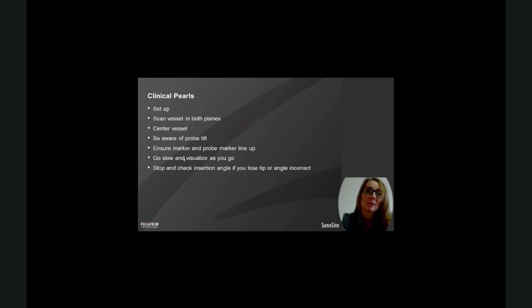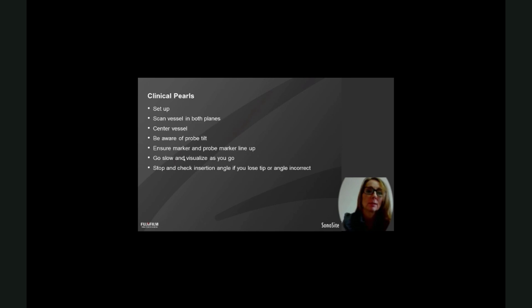Make sure you scan the vessel in both planes. Make sure that you scan from top to bottom if there's any concerns, and if you need to, draw on the skin. Make sure you centre the vessel if you're going to do a transverse, particularly. Centre it, use your arrow. You really can't go wrong. It really is put needle here and just go in at your 90 degrees, and it really does help.